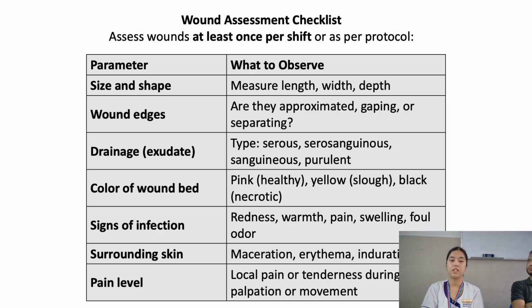There's a wound assessment checklist available which should be done and recorded every shift as per protocol. The parameters are: size and shape, measuring the length, width, and depth; wound edges, whether they are approximated, gaping, or separated; drainage or exudate, serous, serosanguinous, sanguinous, or purulent; color of the wound bed, whether pink, yellow, or black, which indicates healthy, slough, and necrotic tissue; signs of infection, redness, warmth, pain, swelling, foul odor; and the surrounding skin, whether it is macerated, edematous, etc.